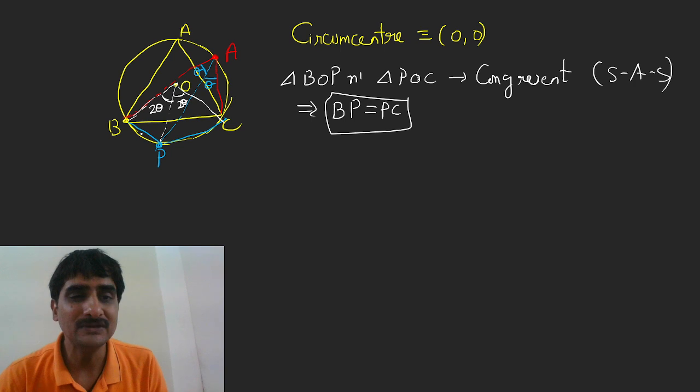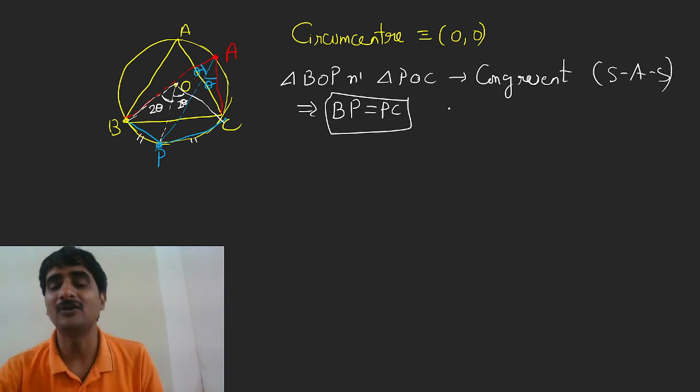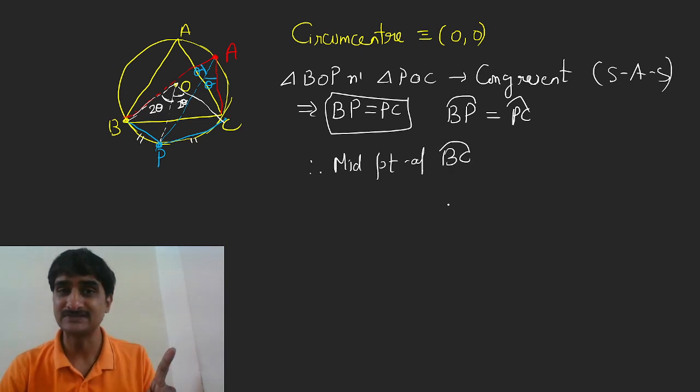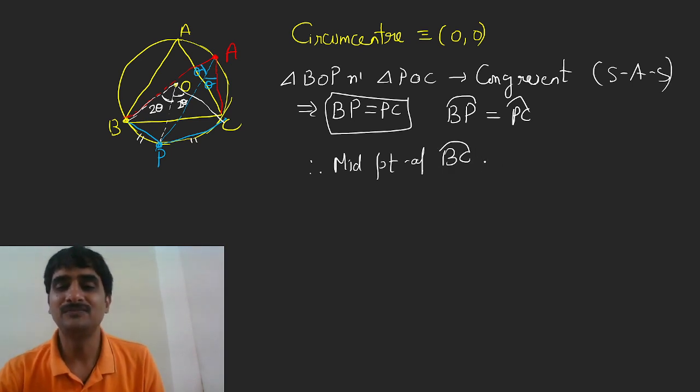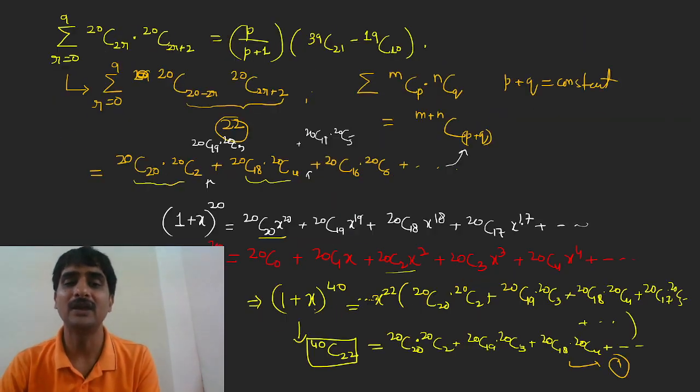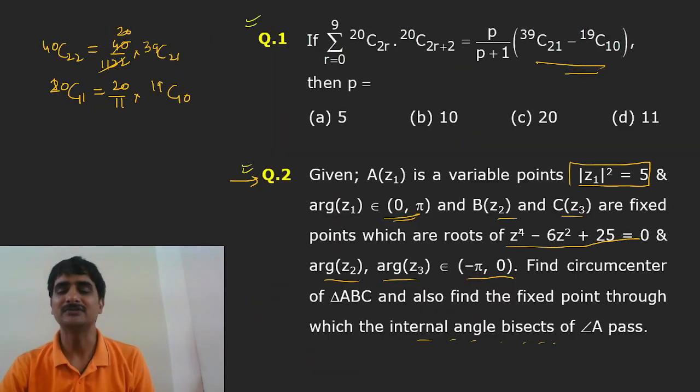Now, what does that mean? That means if the chords are equal, the arcs are also equal. So arc BP is equal to arc PC. So, therefore, P is the midpoint of arc BC. Since B and C are fixed points, don't forget that. So the midpoint of arc BC is that fixed point through which the internal angle bisector of angle A passes. Okay, so those were the two questions for today.